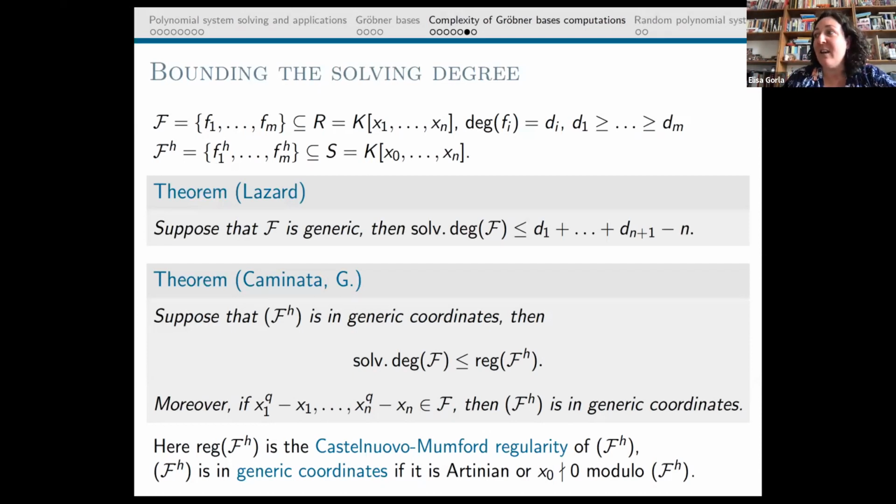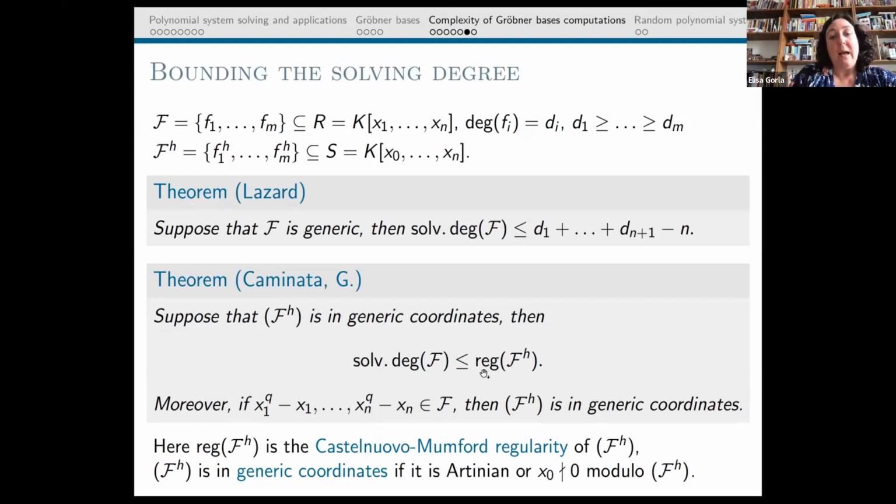In fact, in a lot of cases this has been done in many papers. Many people have studied this, so sometimes you can even use results that were already proved by other people. It gives you a bound on the solving degree, which is what gives you a bound on the complexity, so on the security of your system.